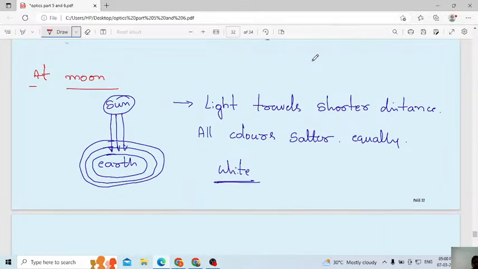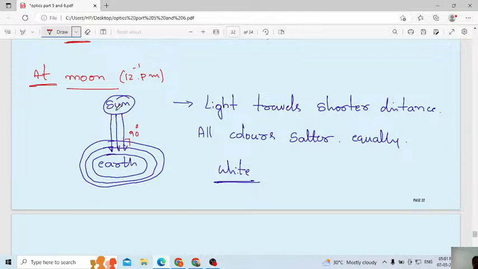But coming to one important thing, at noon. At noon means 12 to 1 p.m. The sun will be exactly on the top of the earth. Correct? Consider it exactly at 90 degrees.